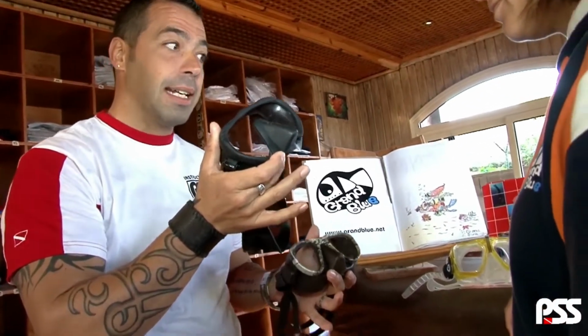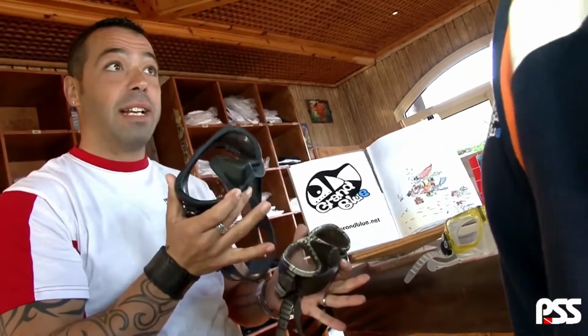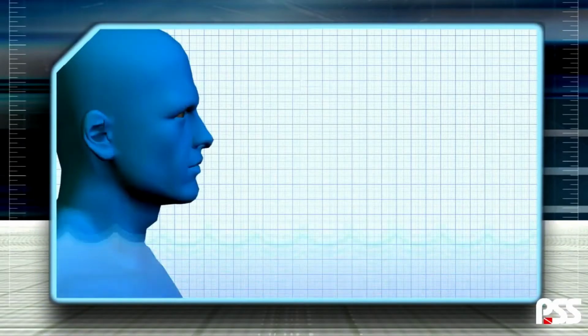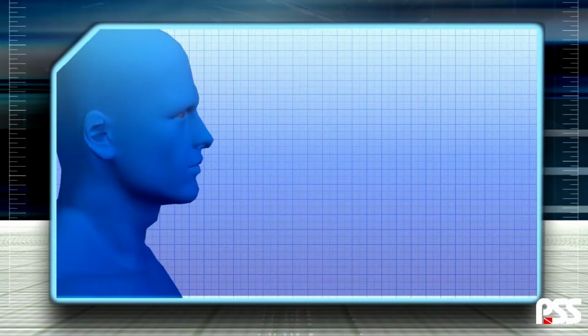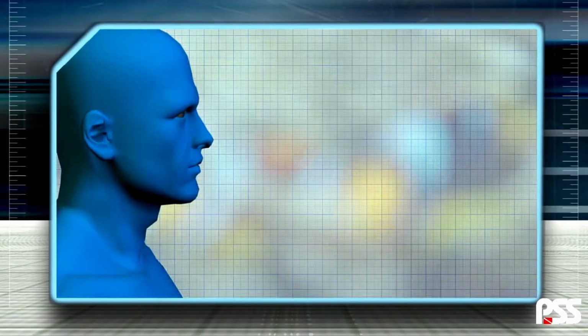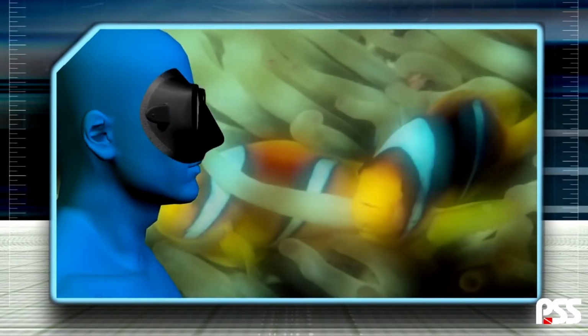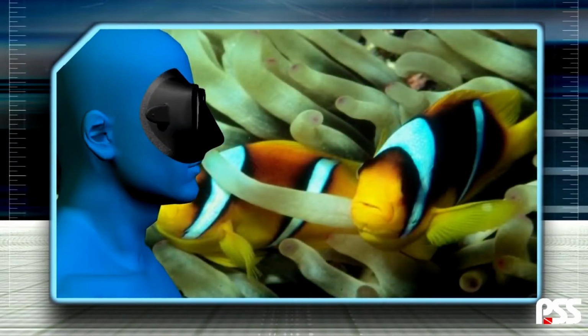The mask is the first and most important item of equipment that will allow you to dive under the water. Man is a terrestrial animal, so his eyes are shaped to see well in air, not in water. In order to be able to see in the water, it is necessary to create a cushion of air that comes in contact with the eyes. This is what the mask does.